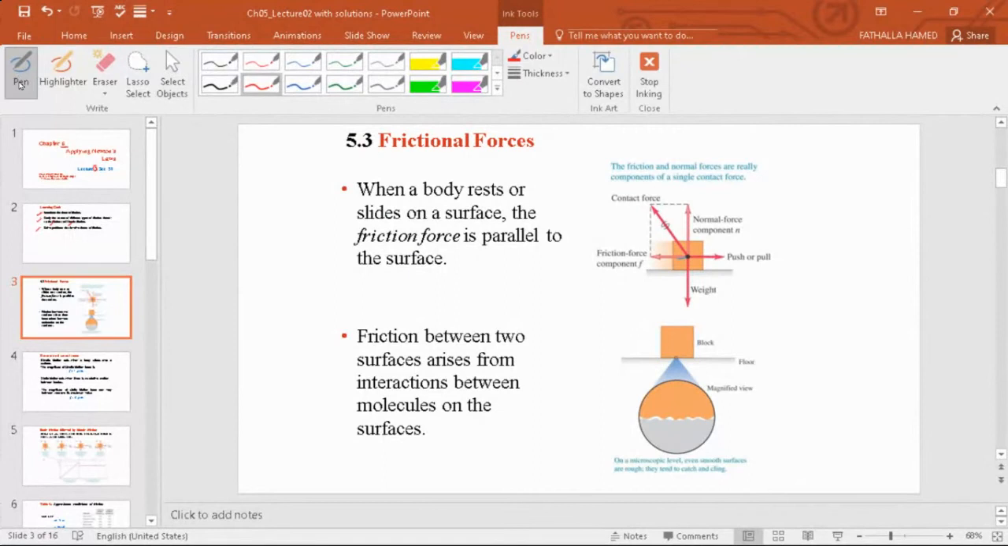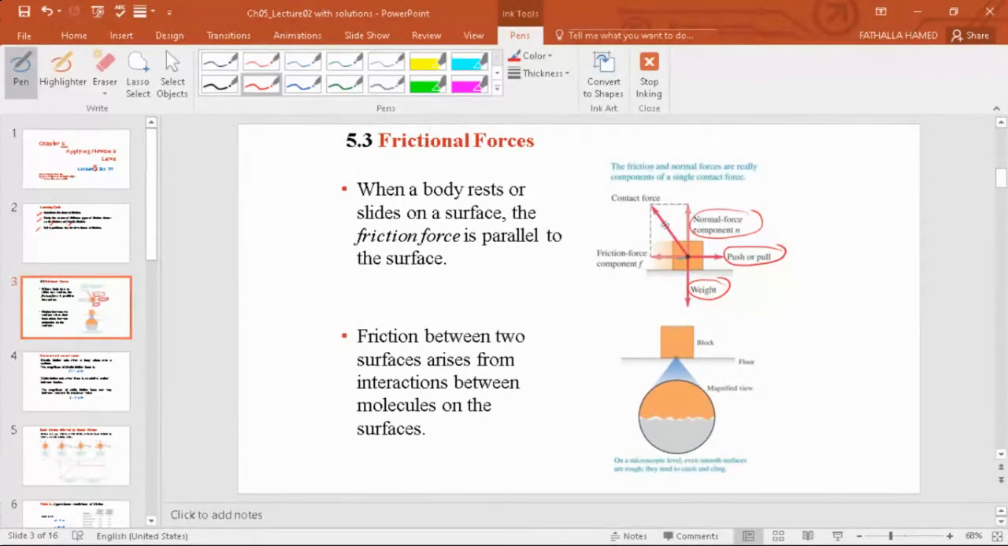So, what is friction and what is causing friction? If you look at the block that we have in this diagram here, as we discussed in the preceding lectures, when you look at a diagram, you always try to do a free body diagram. That's the weight. That's the normal force. And then there is what we call here pull or push.